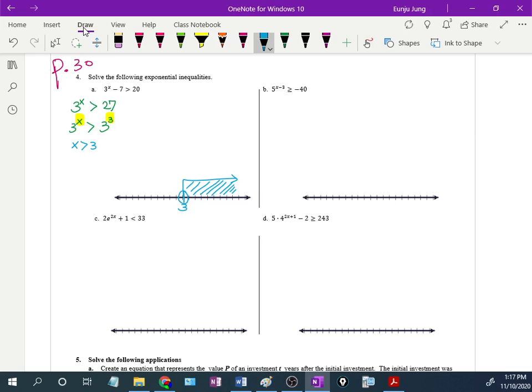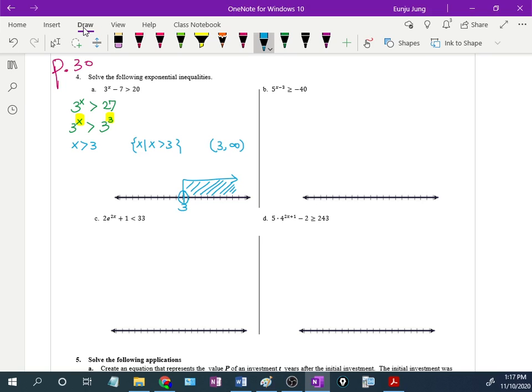How do we describe the solution set? In inequality notation like that, or we can use set builder notation like this, or we can use interval notation, 3 to infinity, like that. So any of the forms is fine to describe this solution set.